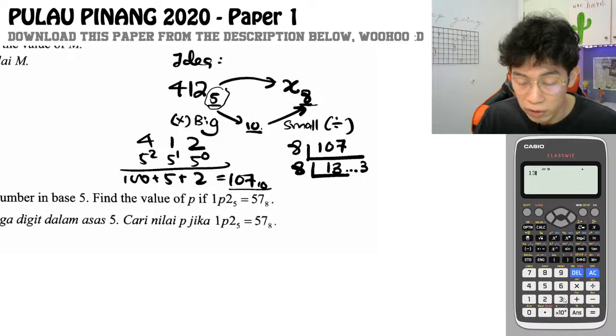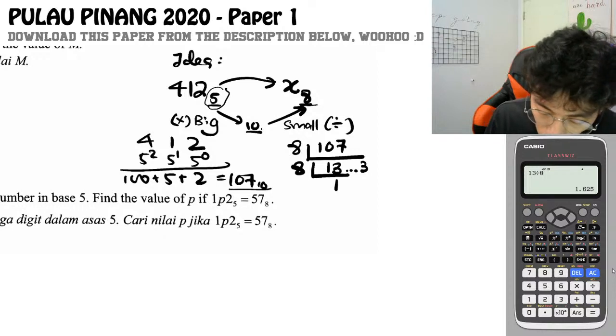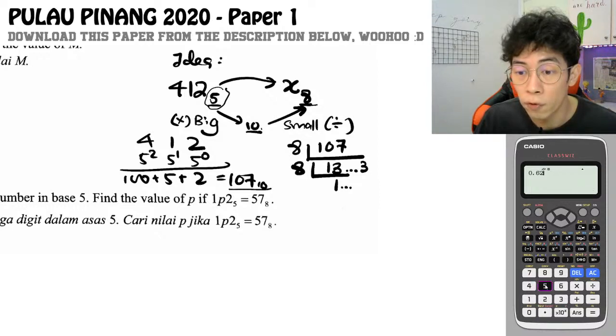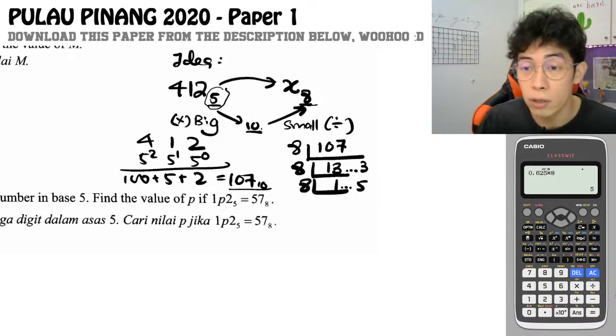13, not 13.375. 13 divided by 8, you will get how much? 1. And then you get the point 625, right? So you press 0.625. 625 times with base of 8, you will get 5. Then you divide by 8 again till you get a 0, but quite obvious already, you know the answer is 1, but I will still divide it.